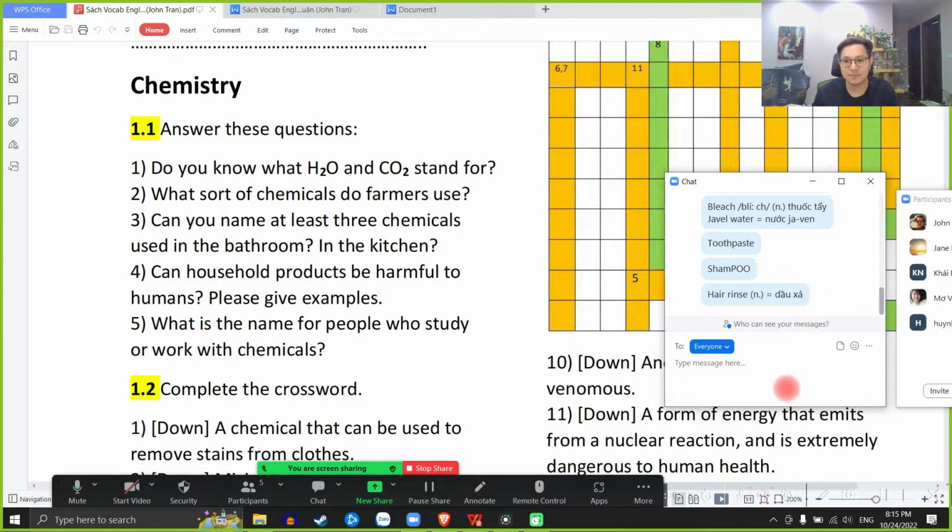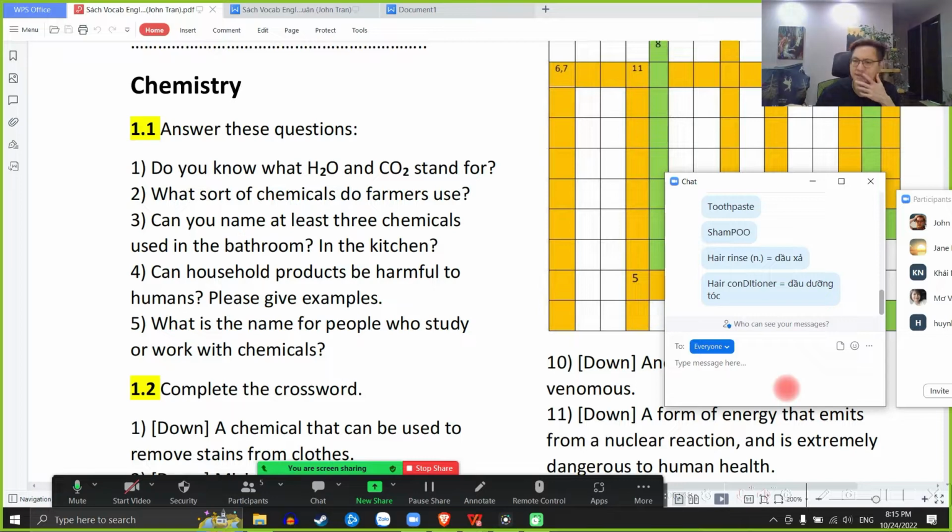What else do we use? Conditioner has the same meaning as hair rinse. I think so too. Hair conditioner. Are hair rinse and hair conditioner the same thing? I'm not so sure. But I think it's the same. I'm not someone who's really good with that anyway.